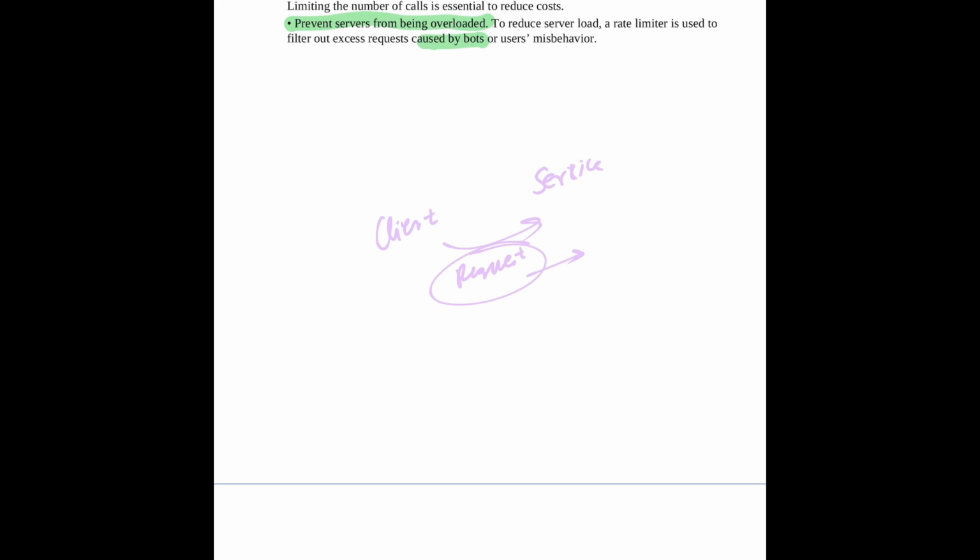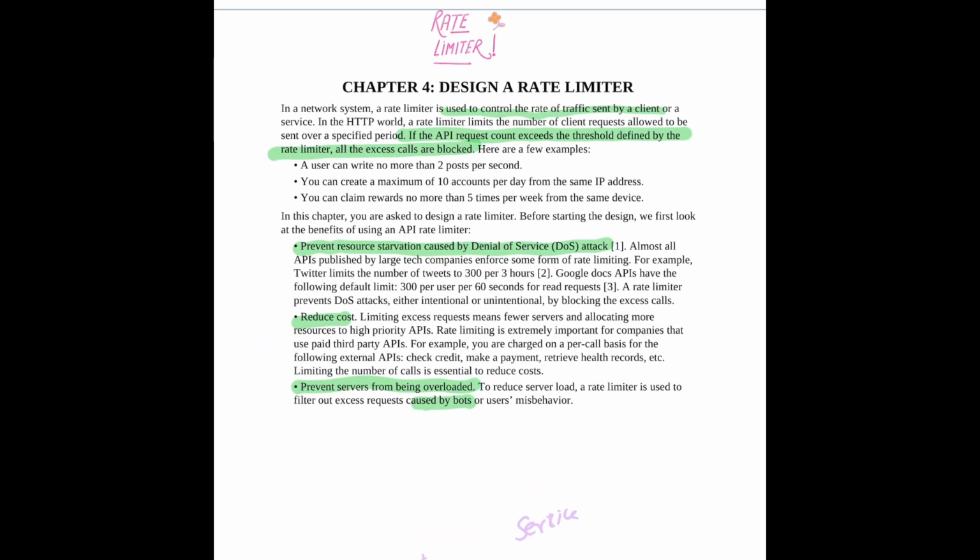Why are we doing so? What's the use of it? It helps your servers from getting overloaded. There might be some user who's having suspicious behavior or misbehavior, and in that case, he or she may send out excess requests. When we say excess requests, it means maybe creating 100 accounts in a day using the same IP address. In that case, you use a rate limiter and that helps your server from being overloaded.